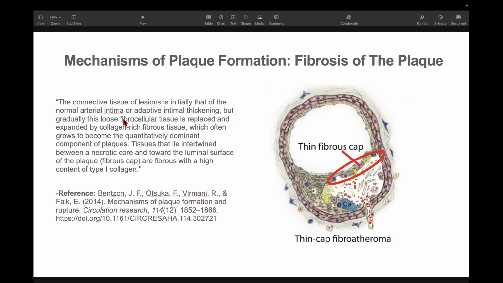What the quote shows us here is the connective tissue of lesions is initially that of normal arterial intima or adaptive arterial intimal thickening. But gradually, this loose fibrocellular tissue is replaced and expanded by collagen-rich fibrous tissue, which often grows to become the quantitatively dominant component of plaques, tissue that lies intertwined between a necrotic core and toward the luminal surface of the plaque. The fibrous cap is fibrous with a high content of type 1 collagen.